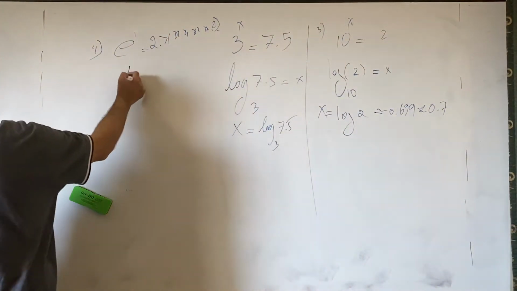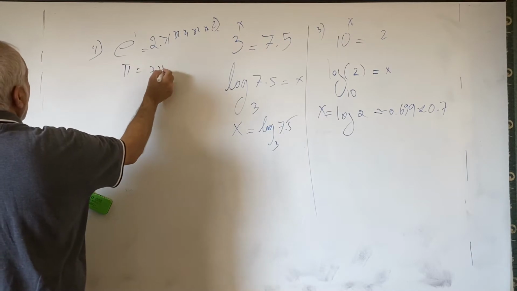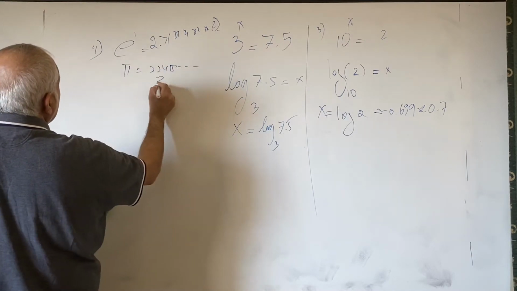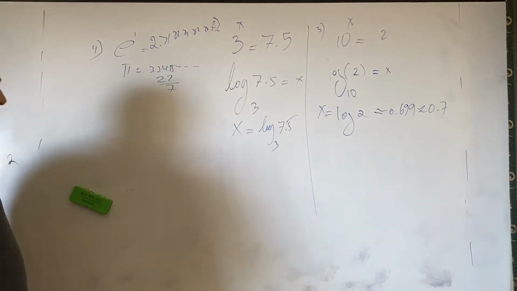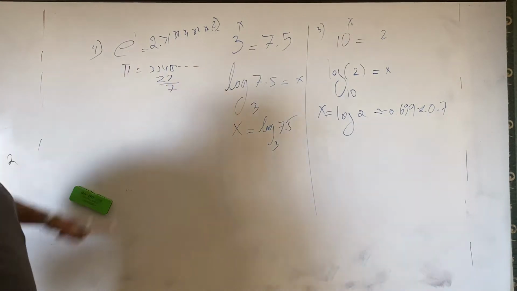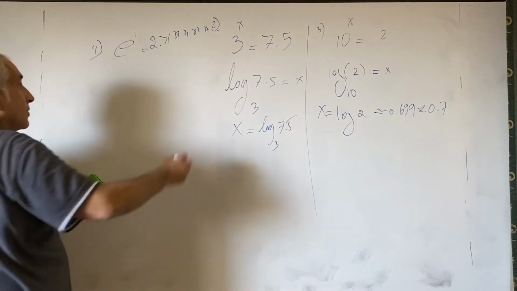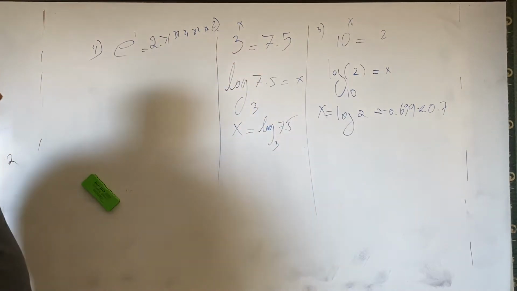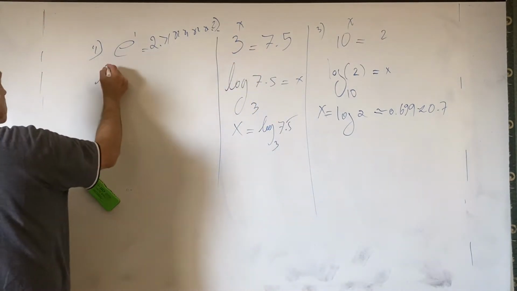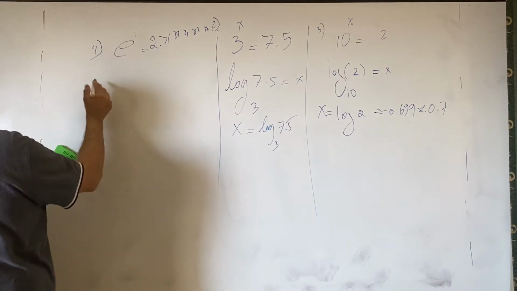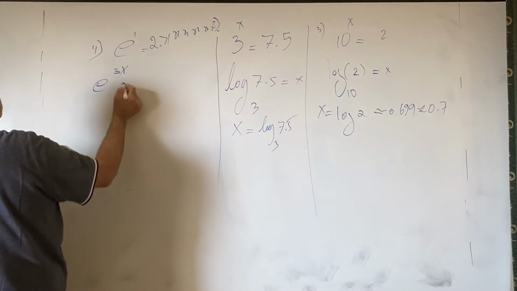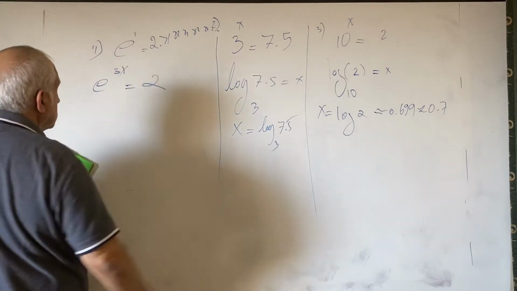It's not even like pi, because pi is 3.14159, or you can write it like 22/7. In a way, it can be rational; in a way, it cannot be rational. But that one, no. So this e, let me give you a question: e to the power 3x equals 2.